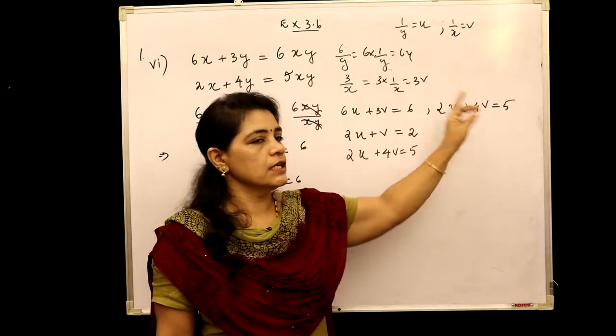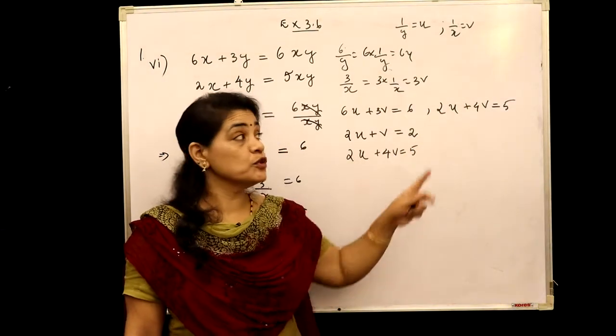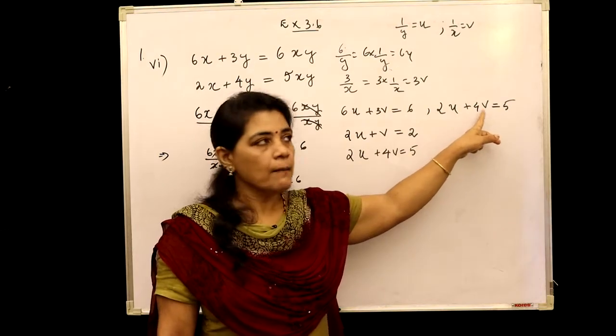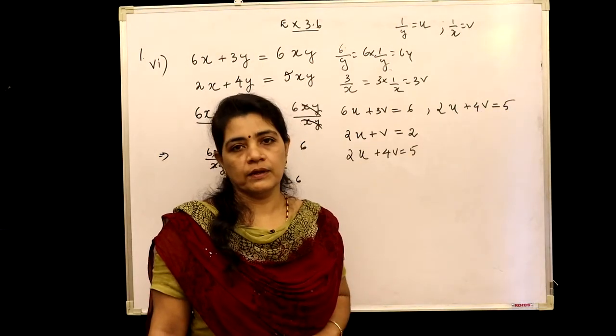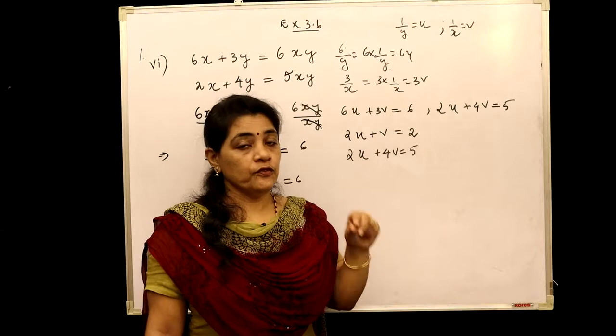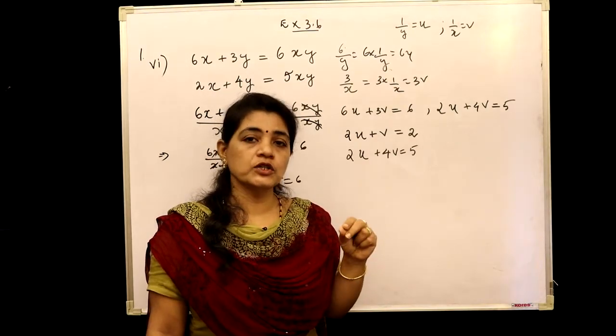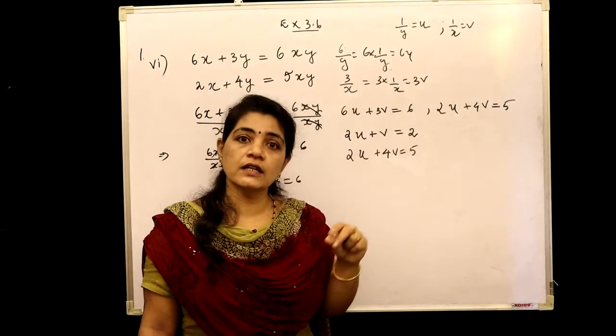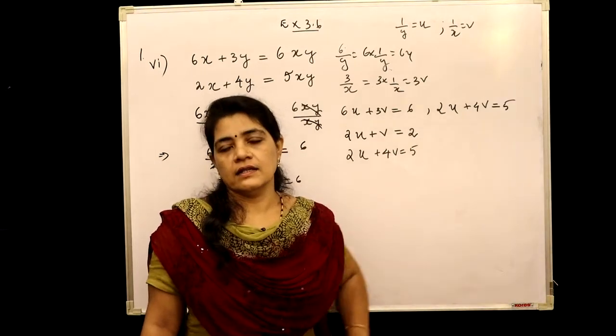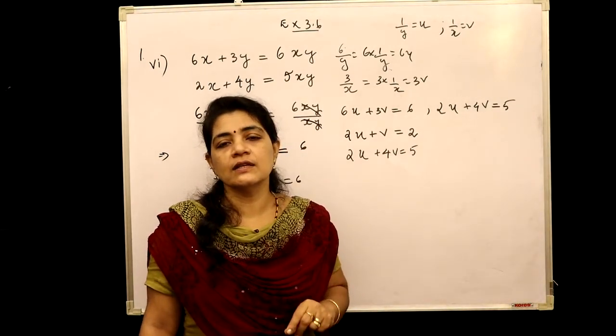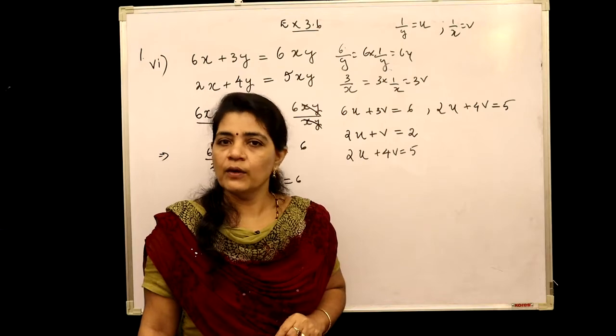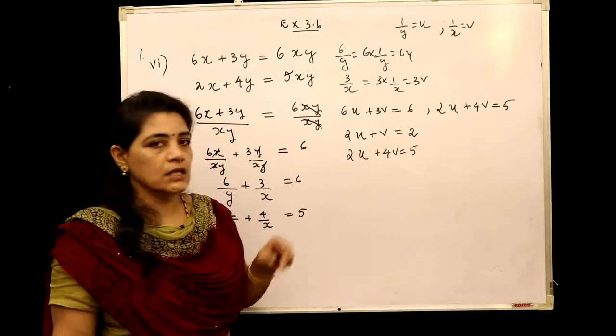There is no change for the second equation. Even if 2 is common in the LHS, 5 is an odd number. If you want to reduce, there should be a common factor in both the LHS and the RHS. Then only you can simplify that equation. So we have now this equation.